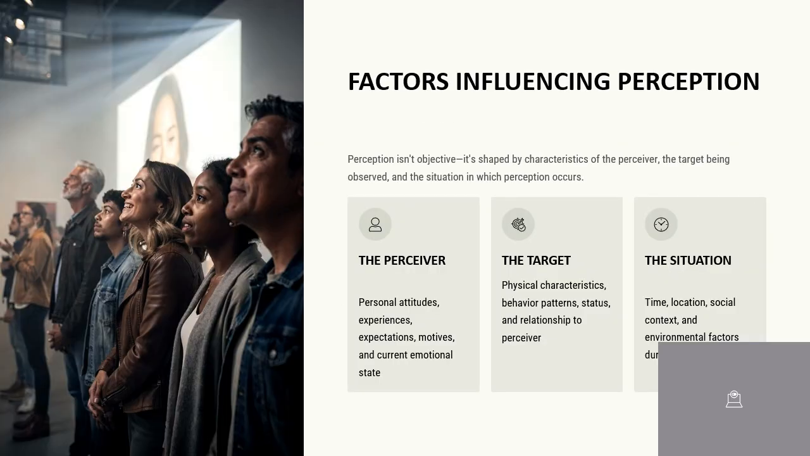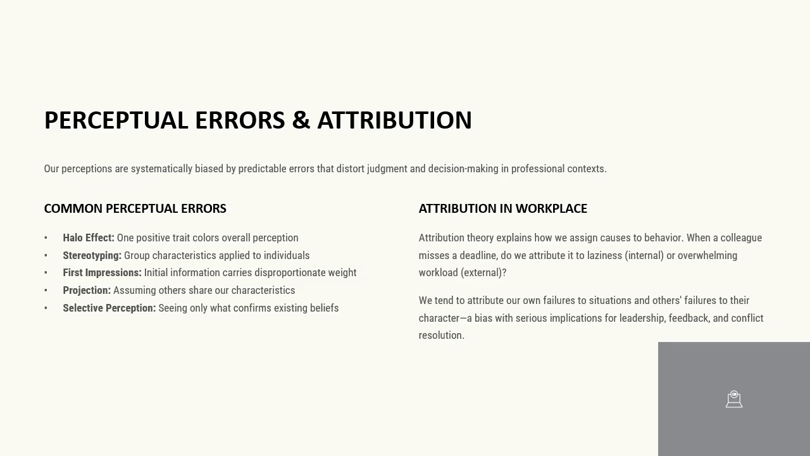Now, factors influencing perception. Perception is shaped by experience, expectations, emotions, and the context. So perception isn't objective, as we know. It's shaped by the characteristics of the perceiver. The perceiver matters, the target matters, and the situation matters.